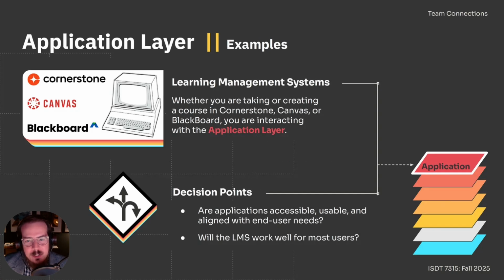So in practice, applications that we use commonly include learning management systems or student information systems. When you're engaging with these systems, like Cornerstone, Canvas, or Blackboard, you're interacting with the application layer. When it comes to making decisions about technology purchases or operations, you may want to think through whether or not applications like an LMS are accessible, usable, or aligned with the end user's needs.